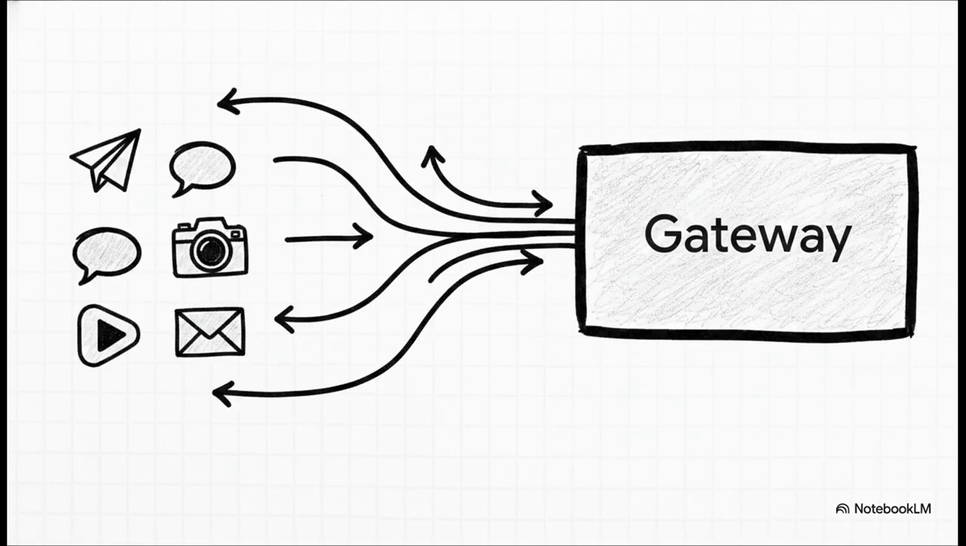Right, so how does the outside world talk to this brain? Well, the gateway connects to an incredible number of inputs. We're talking over 15 different messaging channels. Things like WhatsApp, Telegram, Slack, Discord, even iMessage. They all just funnel right into the gateway.